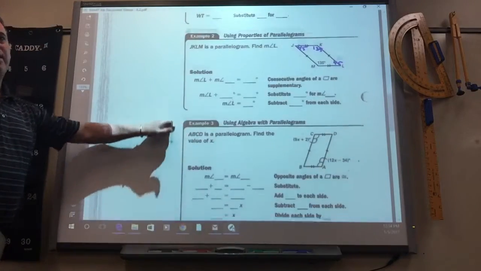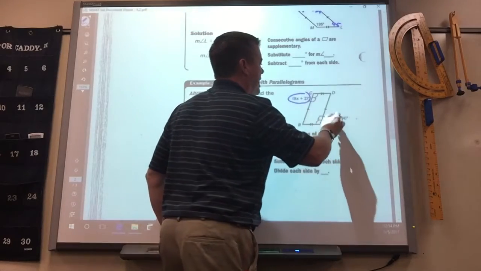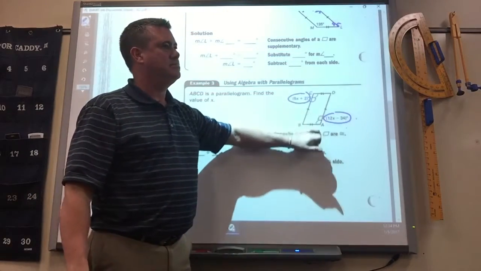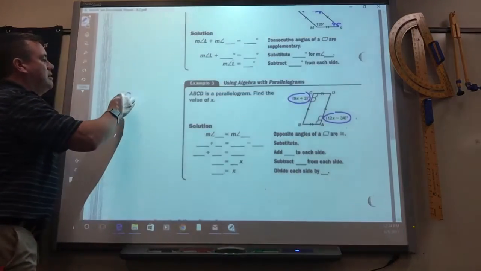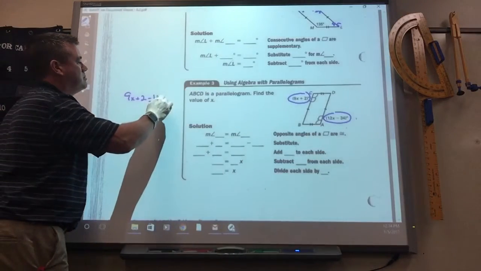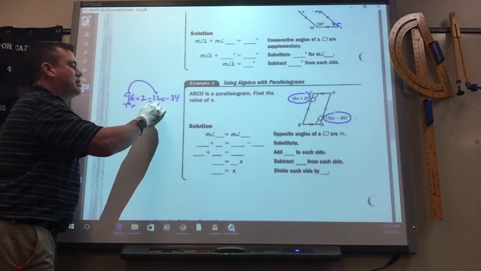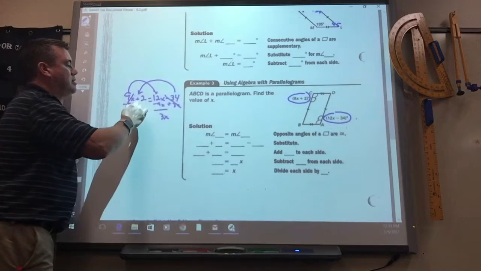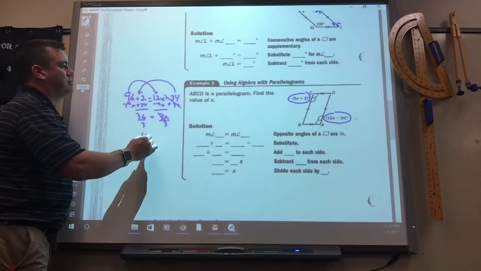Then we have some where you got to write an equation. So you just need to know the property. What do you know about this angle and this angle? They're equal because they're opposite. If they were consecutive, then they'd add up to 180. So since they're equal, you just say 9x plus 2 has to equal 12x minus 34. And then you solve it. Get the x's together, so subtract 9x to get it over there. Get the non-x's to the other side, it's minus, so you add. And then divide by 3 and you get 12.